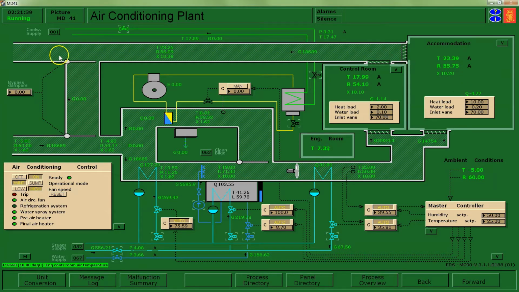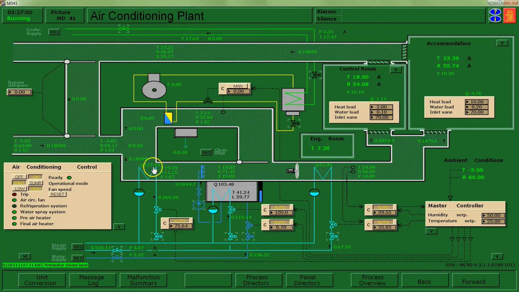Air leaves after changing its conditions a little bit and exits out. Normally I would have some recirculation through the bypass. However, for this scenario, I'm just going to leave 100% makeup. Okay, so let's just gather some data. My air is going to come in at a temperature of -5 and relative humidity of 60%.